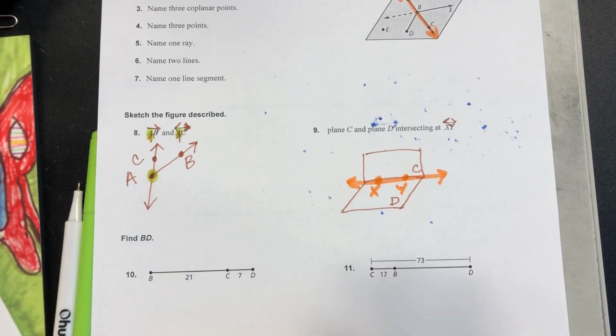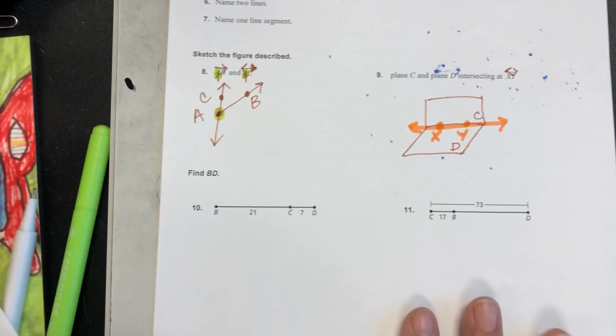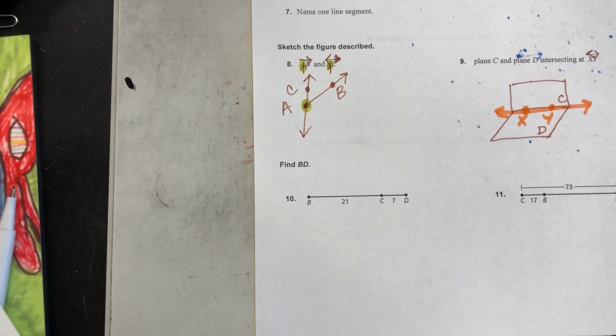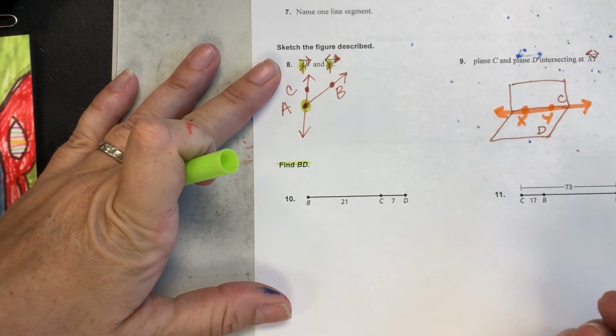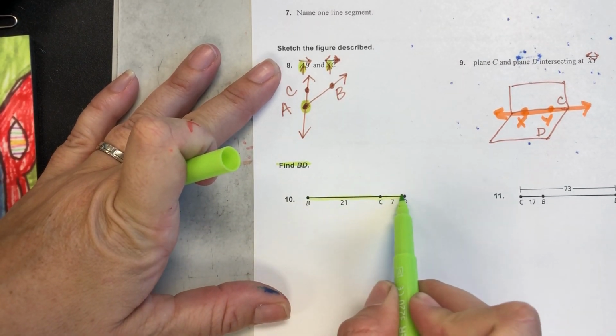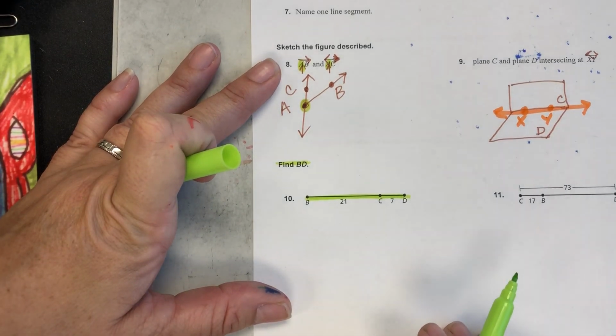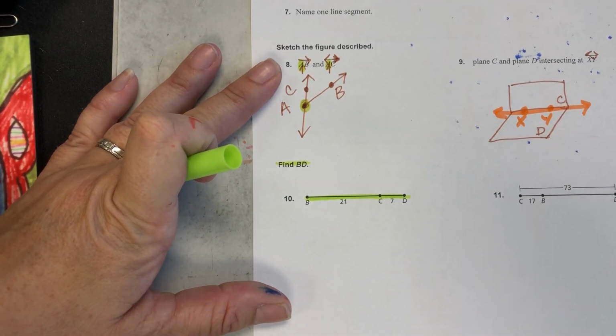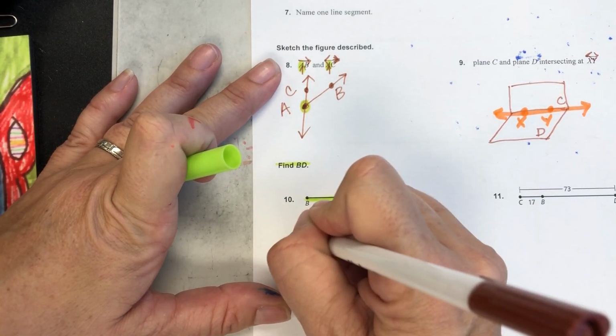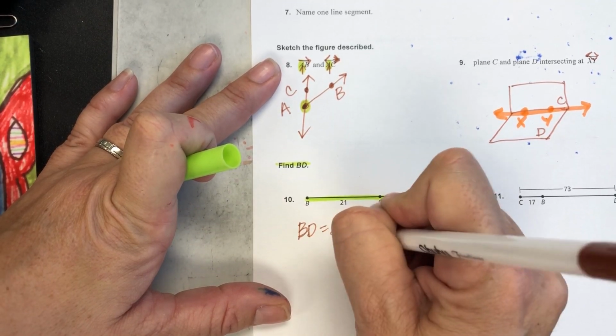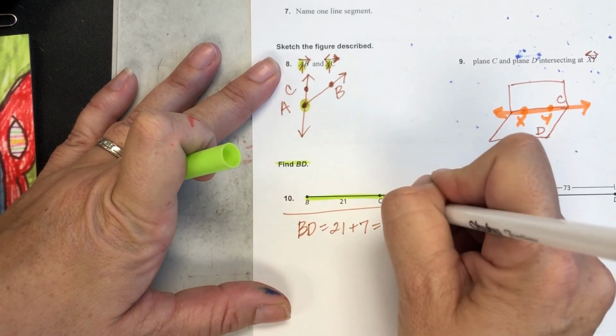Now these ones on the bottom, if you guys have markers now, then I would suggest doing this on your test too. When it says find BD, we'll go highlight. What is BD? In the case of number 10, it's the whole thing. If BD is the whole thing, then I'm going to add together the two parts. 21 plus 7, BD's 28 for that one.